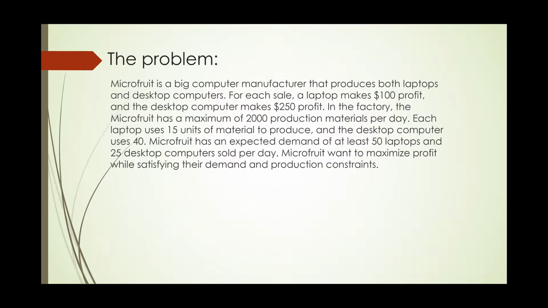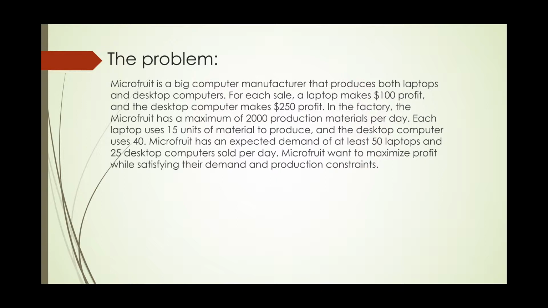So here's my problem. Microfruit is a big computer manufacturer that produces both laptops and desktop computers. For each sale, a laptop makes $100 profit, and a desktop computer makes $250 profit. In the factory, the Microfruit company has a maximum of 2,000 production materials per day. Each laptop uses 15 units of material to produce, and the desktop computer uses 40.